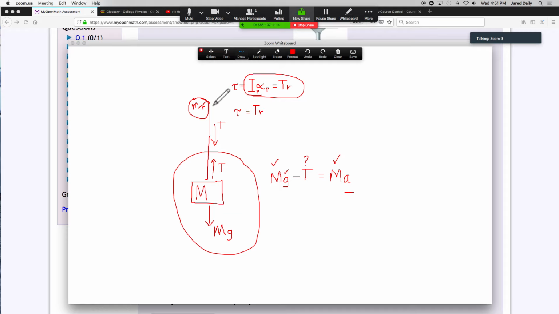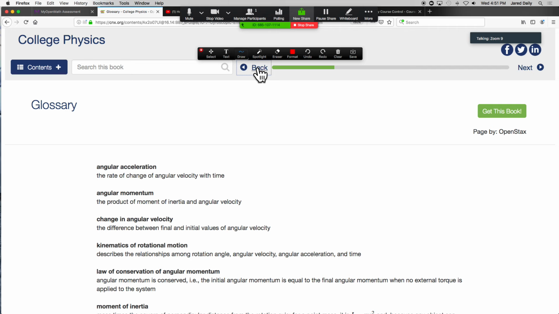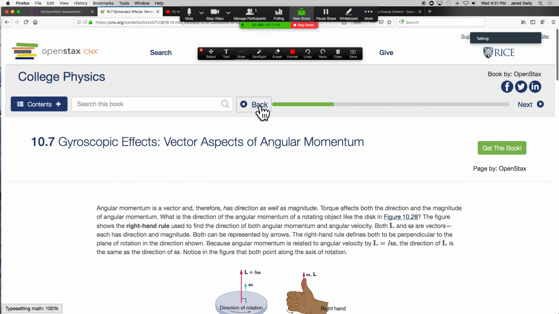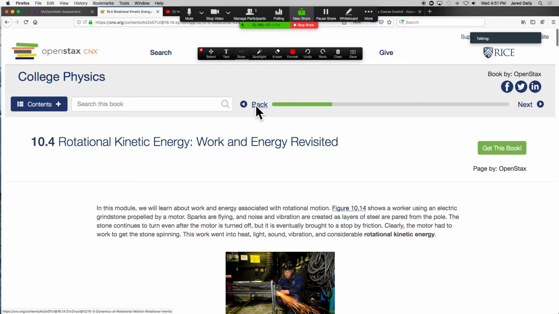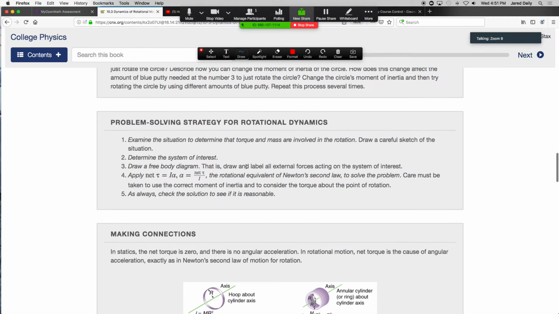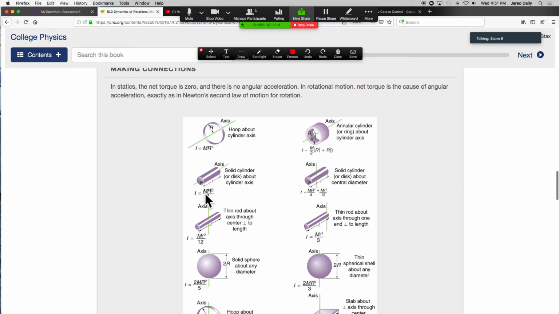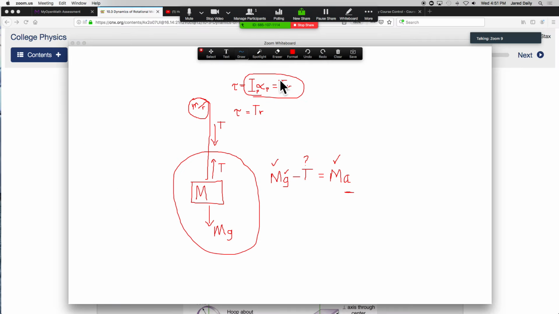I, for a rotating disc, if we go back in our book a few sections to the section on shapes and their moments of inertia, right about here, a disk rotating about its center is mr squared over 2. So we can go back and put that in. I is going to be the mass of the disk, that's little m, times the radius of the disk squared over 2.